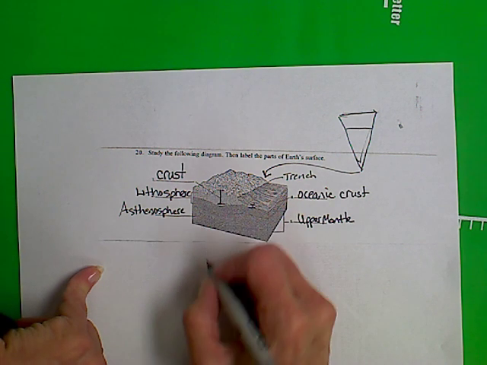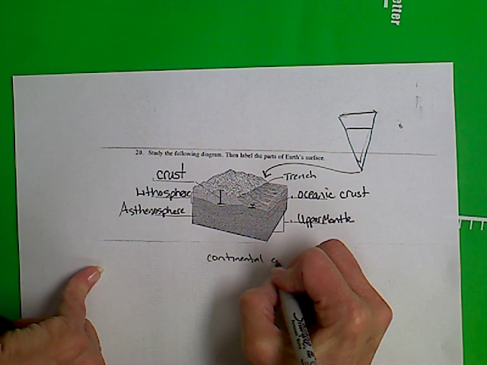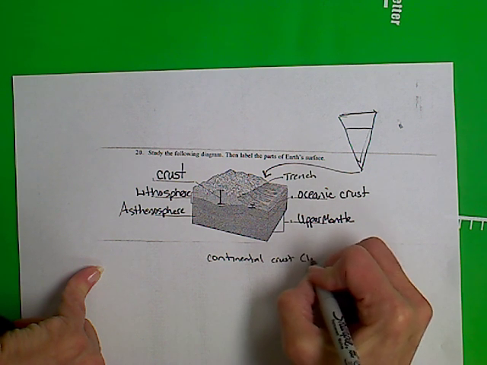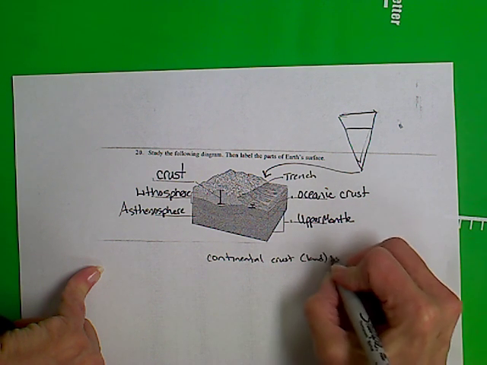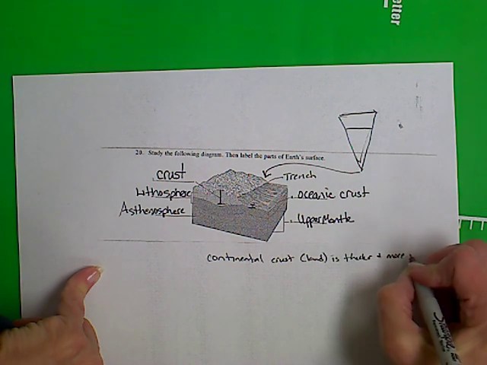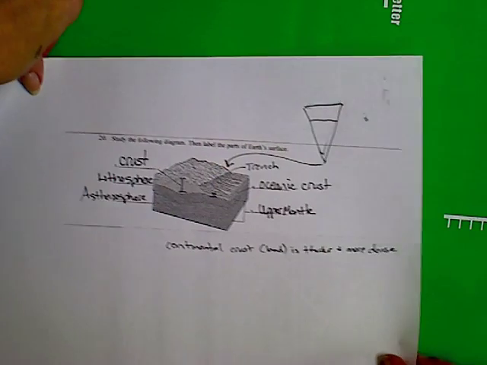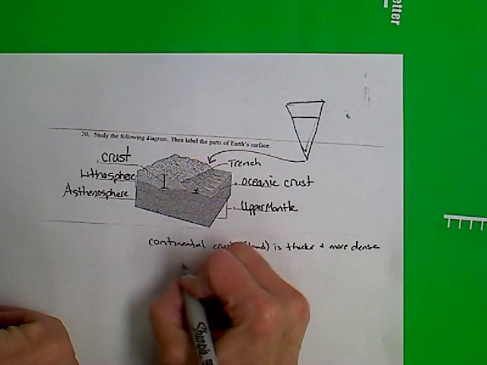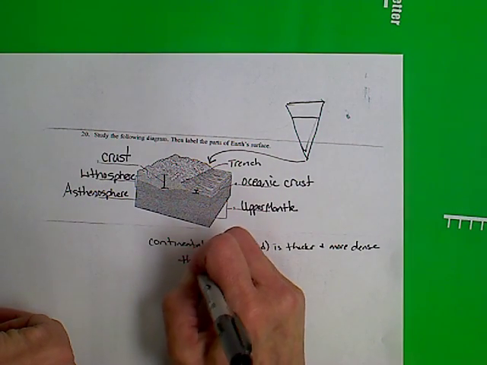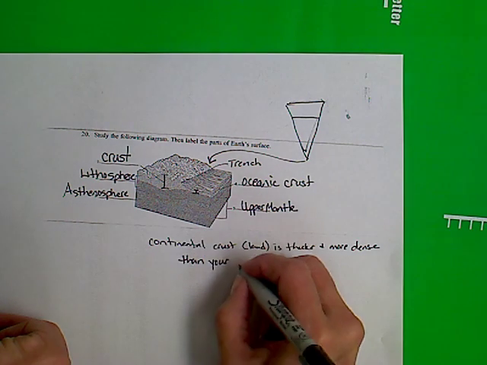So that means that your continental crust, or your land, is thicker and more dense. Let me move that for you. Thicker and more dense than your oceanic crust.